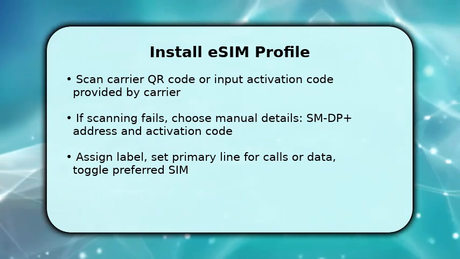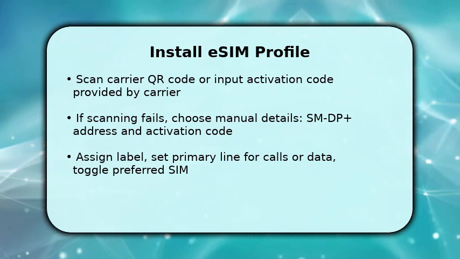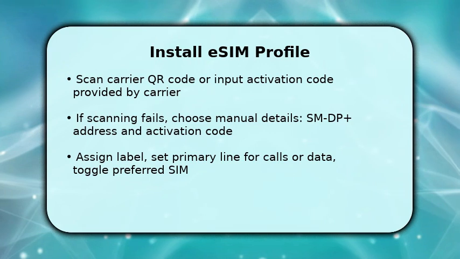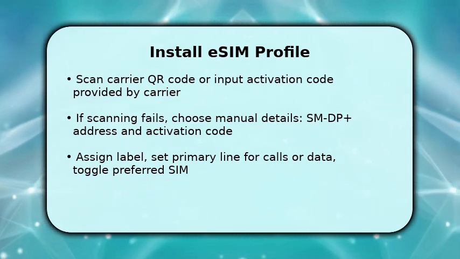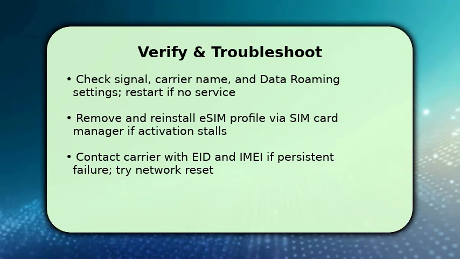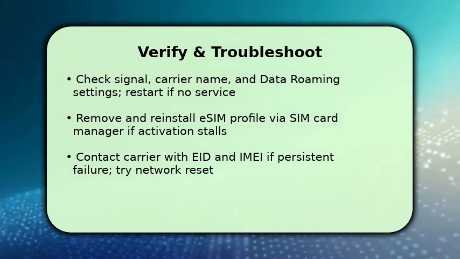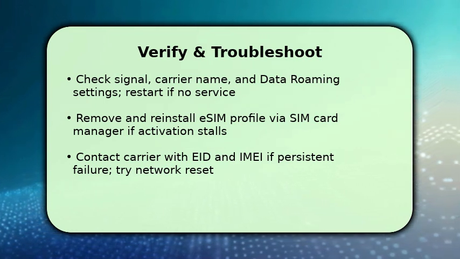After installation, label the line, set it as primary for calls or data if desired, and toggle preferred SIM for cellular data so the phone routes traffic correctly. You'll verify activation by checking signal bars and carrier name in the status bar. Make sure mobile data is enabled, and data roaming if needed.